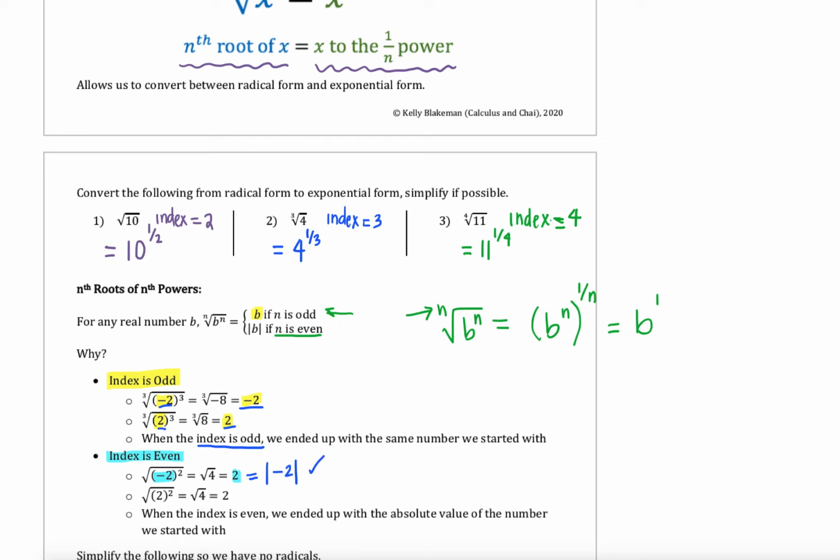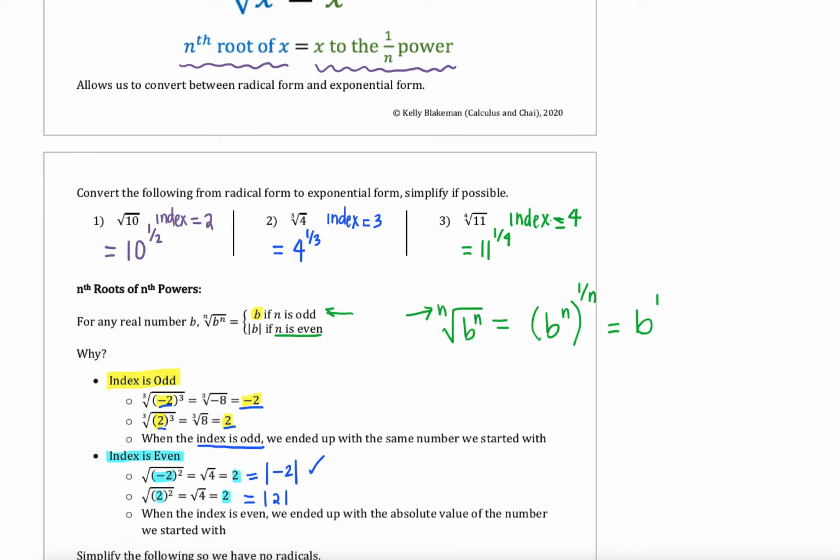We can look at the same case if I sub in a positive number here. I have the square root of 2 squared. So 2 is the number I'm subbing in as my b. 2 squared is 4. Square root of 4 is equal to 2. So in both of these cases, whether we sub in a positive or a negative number, I end up with a positive number out because of how even powers work. They always make everything positive.